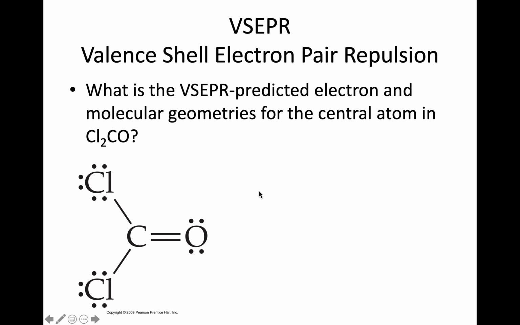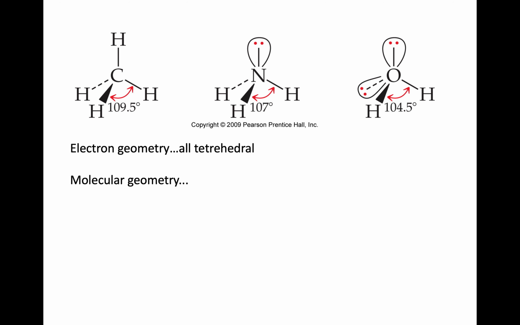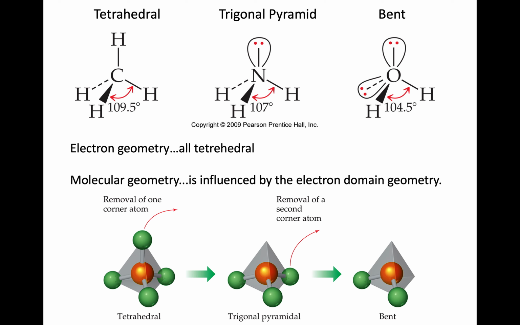Here's a Lewis structure. Both the electron and the molecular geometries are trigonal planar. Going back to CH4, NH3, and H2O, in all cases, the electron geometry was tetrahedral, whether we were talking bonds or lone pairs. The molecular geometry, however, was not all the same. The molecular geometry is influenced by the electron domain geometry.